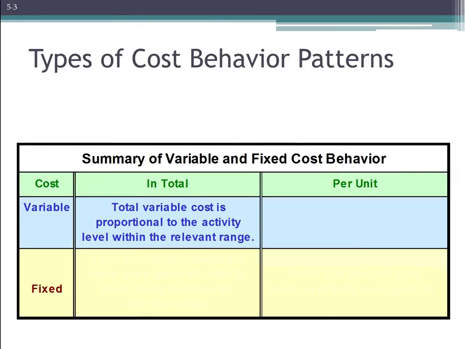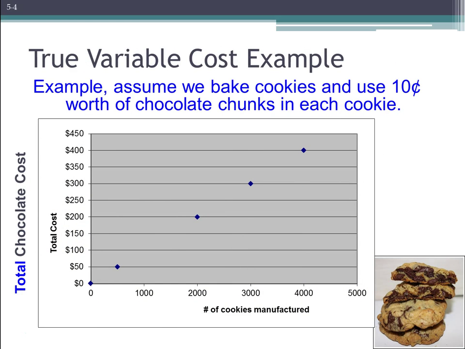So let's start first with variable costs, and we're going to take a look at variable costs in total. And the way that works is total variable cost is proportional to the activity level within a relevant range. What that means in simple terms is as activity increases, so does total variable cost. Let's take a look at it on a graph, on a chart here.